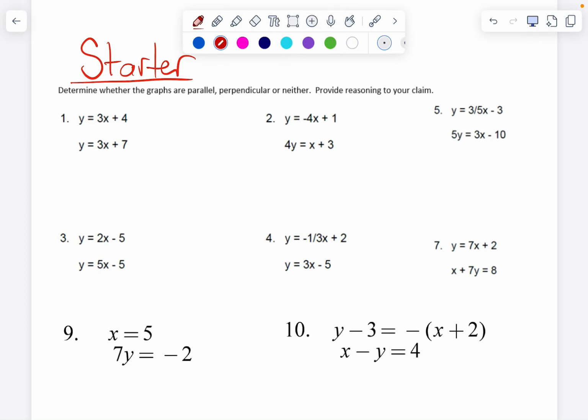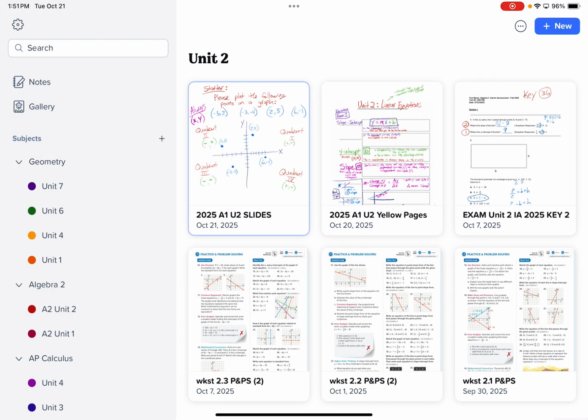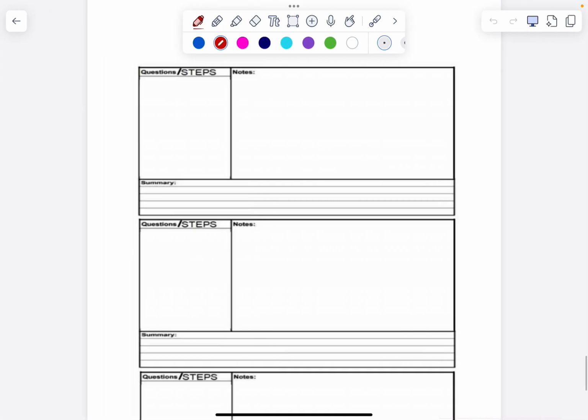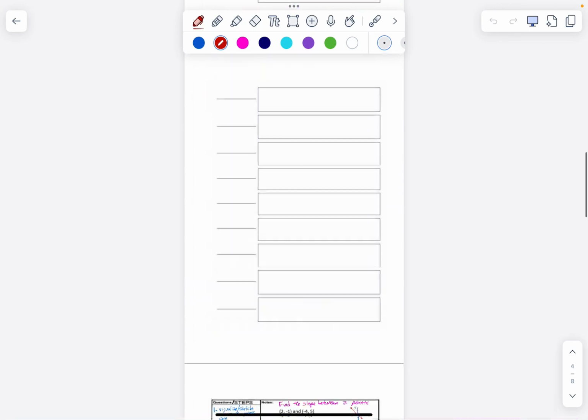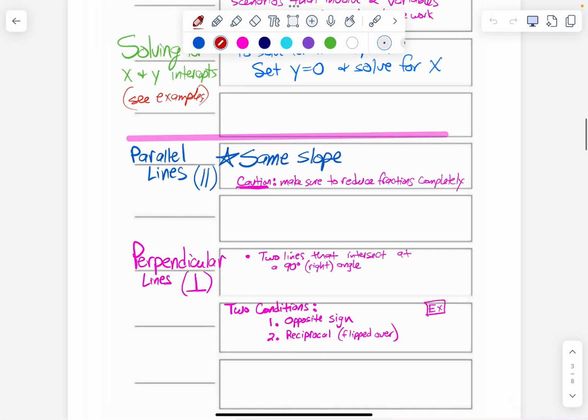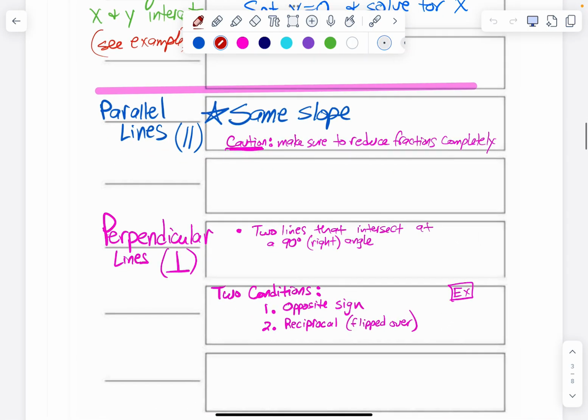But do make sure you pay attention to all of them, because this was applying what we wrote down yesterday about parallel and perpendicular lines. So there's that information. Sorry, I need to push freeze. There we go. So parallel lines have the same slope.